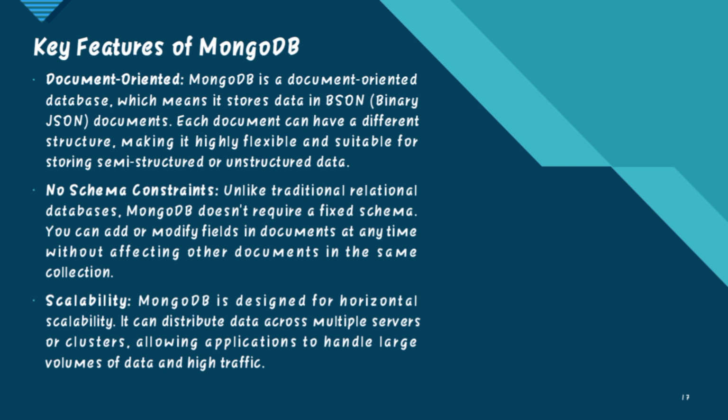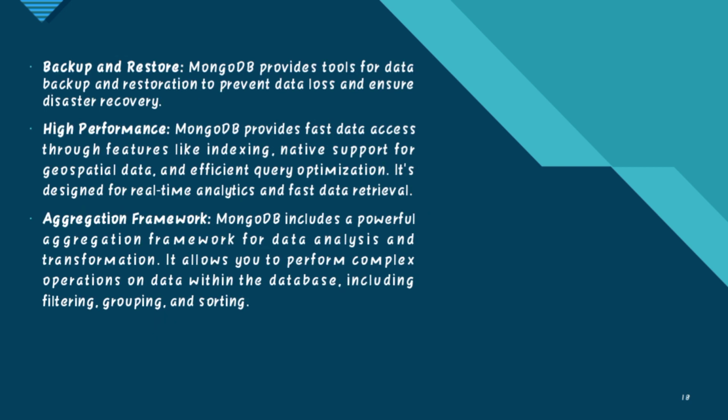Scalability. MongoDB is designed for horizontal scalability. It can distribute data across multiple servers or clusters, allowing applications to handle large volumes of data and high traffic. Backup and restore. MongoDB provides tools for data backup and restoration to prevent data loss and ensure disaster recovery. High performance. MongoDB provides fast data access through features like indexing, native support for geospatial data, and efficient query optimization. It's designed for real-time analytics and fast data retrieval.